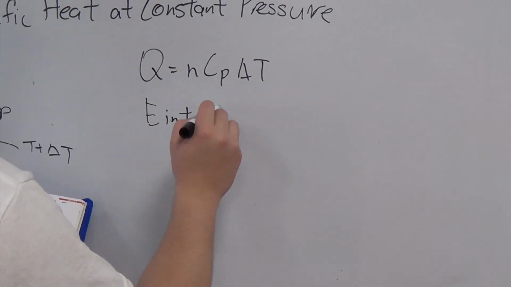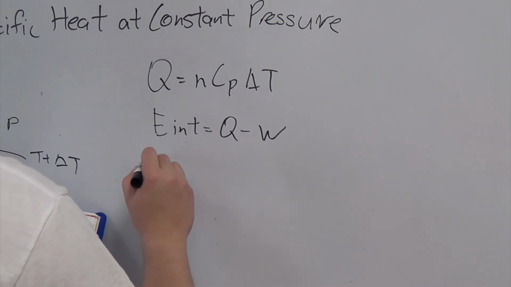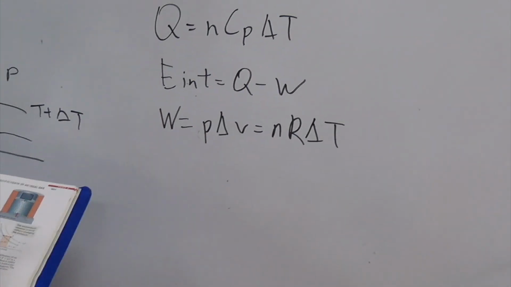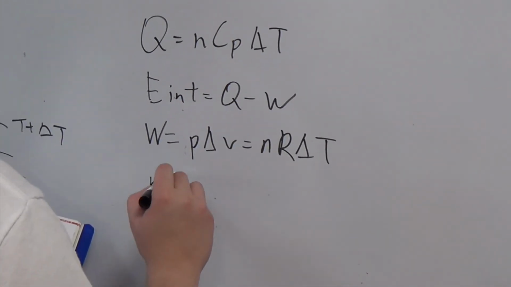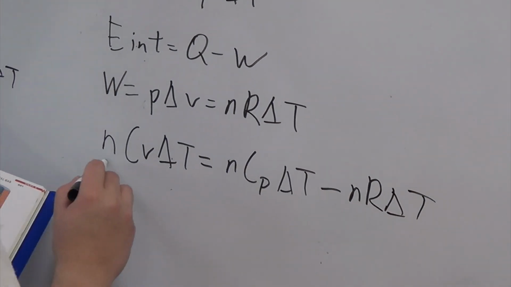We substitute this equation for Q into the first law of thermodynamics equation, delta E int equals Q minus W. This time, W is not equal to 0, but instead to P delta V as explained by the graph. By using the ideal gas law, where PV equals nRT, we can make W equal nR delta T. So now, back to E int equals Q minus W, we plug in n C sub V delta T for delta E int from before, n C sub P delta T for Q from above, and nR delta T for W.